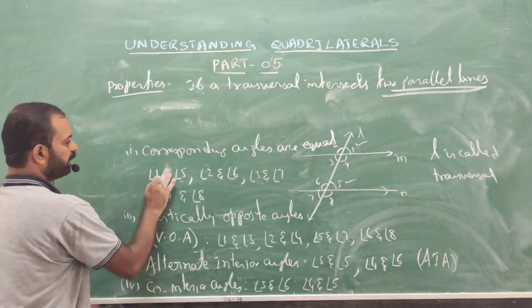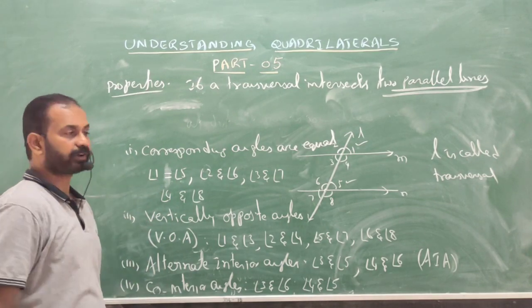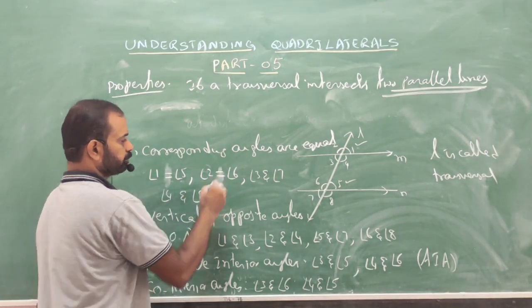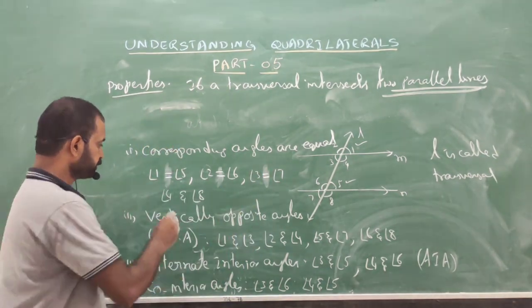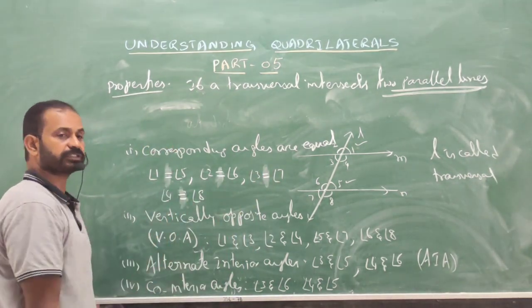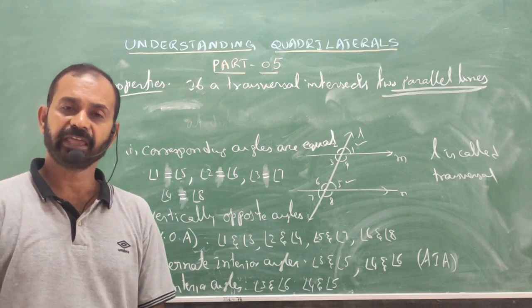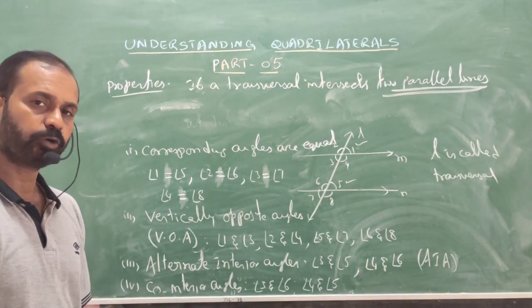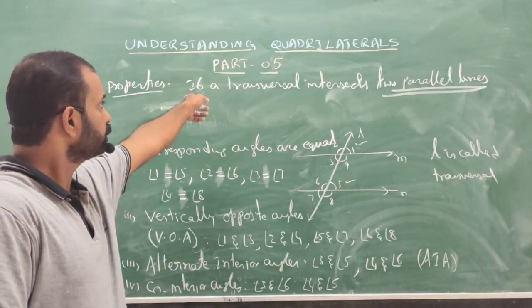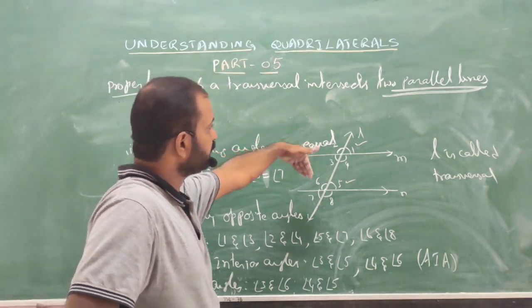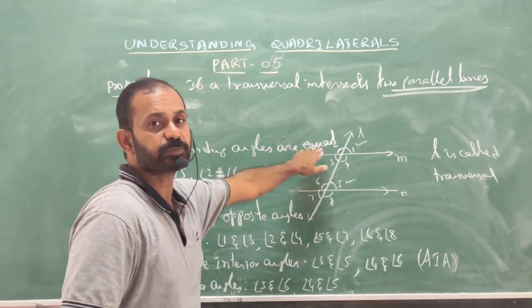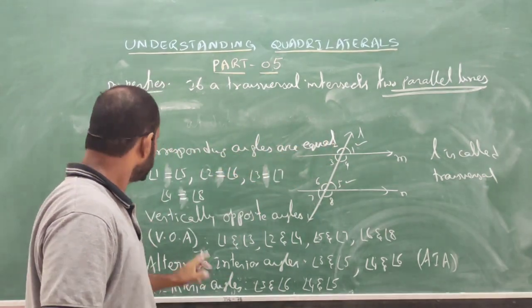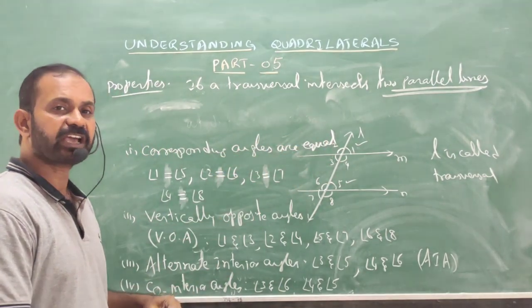Equal means what? Angle 1 is equal to angle 5, angle 2 is equal to angle 6, angle 3 is equal to angle 7, angle 4 is equal to angle 8. I hope this is clear. So, whenever a transversal intersects two parallel lines, the first property is that corresponding angles are equal.